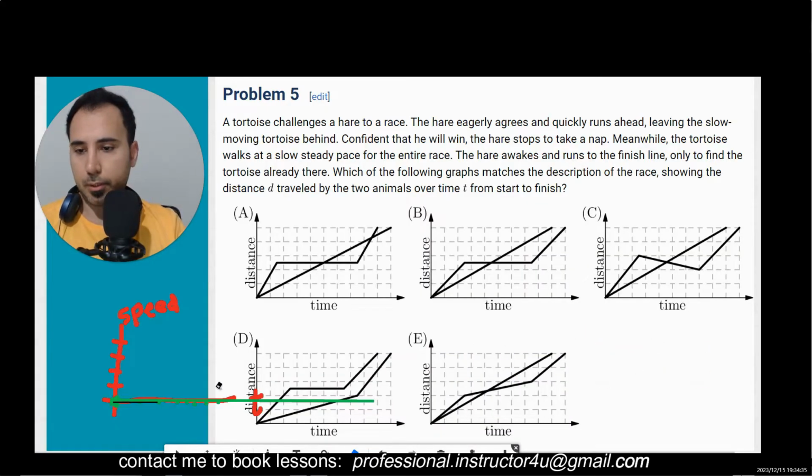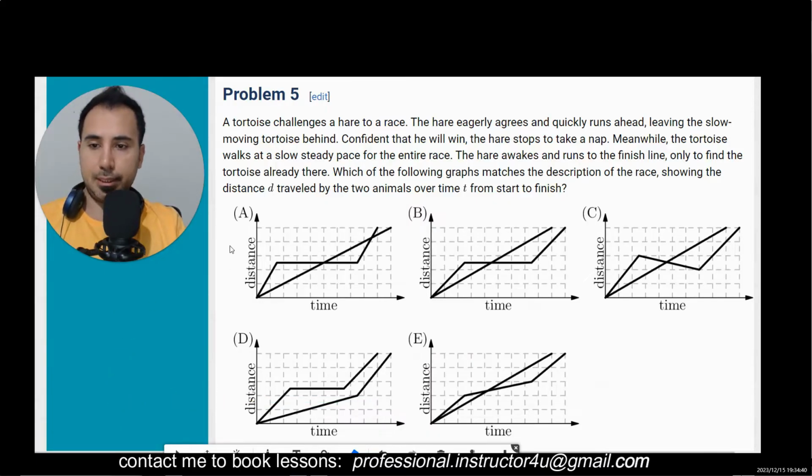So I'm going to clean this part. Now with this explanation, let's read it. A tortoise challenges a hare to a race. The hare eagerly agrees and quickly runs ahead, leaving the slow-moving tortoise behind. Confident that he will win, the hare stops to take a nap. Meanwhile, the tortoise walks at a slow, steady pace for the entire race.